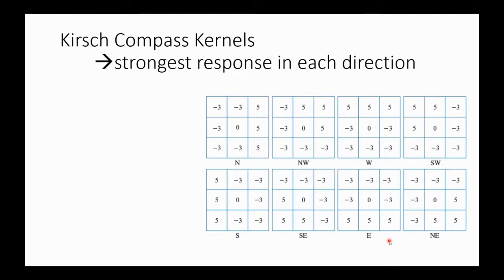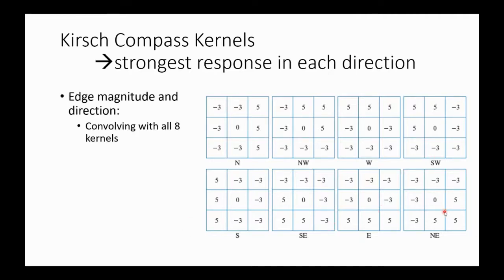Okay, so there are other kernels. These people are crazy about kernels. They only think about kernels. There are the Kirsch compass kernels. I think we may have seen some version of it. Basically, the Kirsch gives you the strongest response in each direction. This kernel here will give you the strongest response in the north direction, and I think north is pointed here to the right. Then northwest, west, southwest, south, southeast, east, and northeast, and so forth.